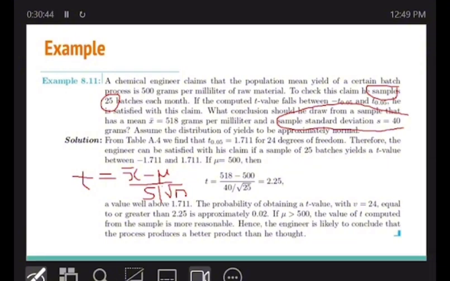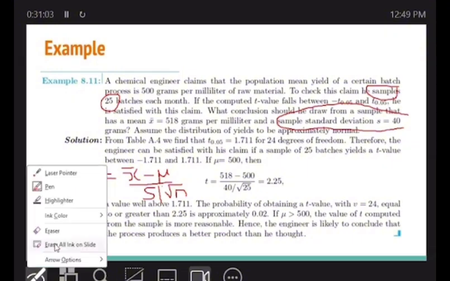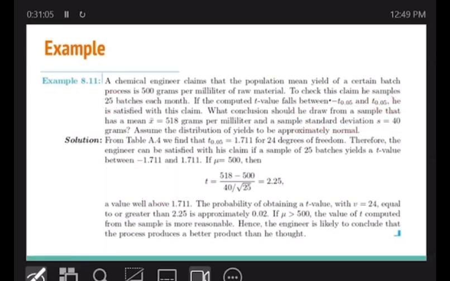That very T is what we call the test statistic. Now that I have T, we need to go to the table. They say if you fall within negative T to T, I need to pay attention now. If the computed T value, and 2.25 is a computed T value, falls within that range, he is satisfied with his claim.